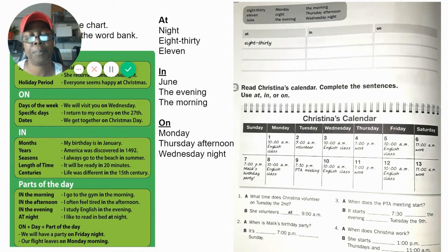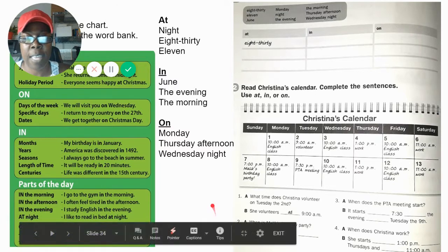on Sunday. I should have had the answers written down here. I don't know why I didn't, but I thought I did. Just remember, at 7 p.m. on Sunday. Okay, when does the PTA meeting start?